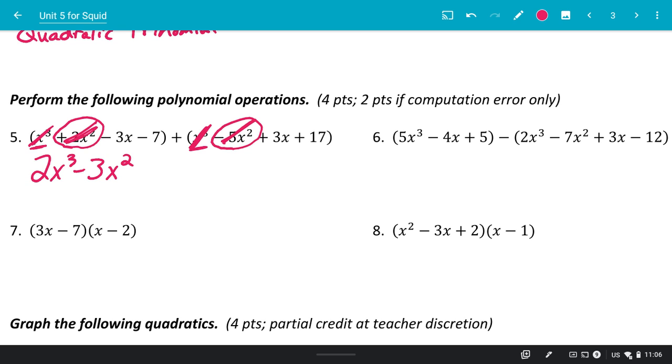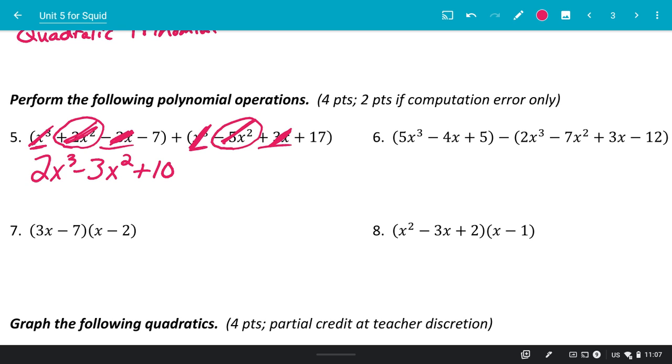Now, what's my next set of like terms? A negative 3x and 3x. That's 0. Do I have to write 0x? I can just skip it, right? It's canceled. And negative 7 and 17 are my constants. Add those together to get 10. How many people got that? Not bad. All right.